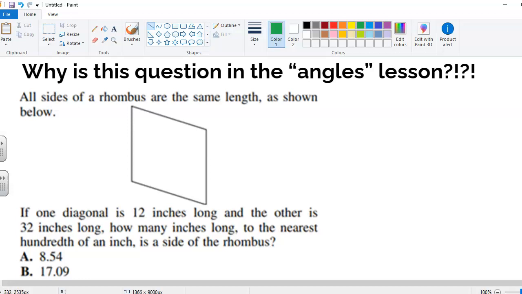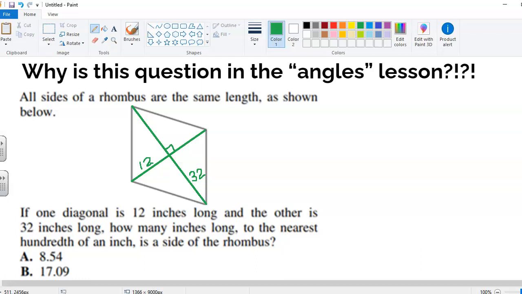Okay, so one diagonal is 12 inches long. Okay, so I'm going to make that, and I'm going to call that 12. And then the other diagonal is 32. I'm going to make this the longer one, and I'm going to make that 32. The key to understanding this problem is realizing what we've just created. We've just created 4 right triangles.